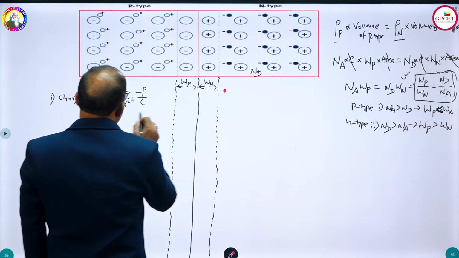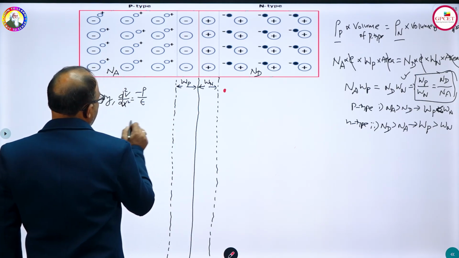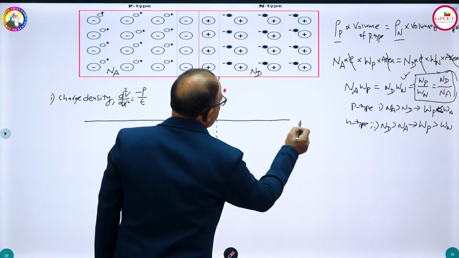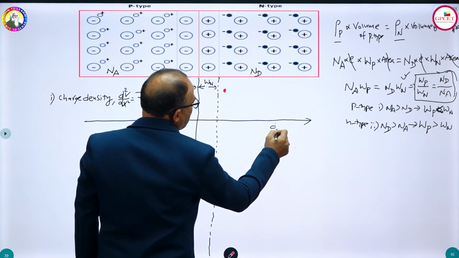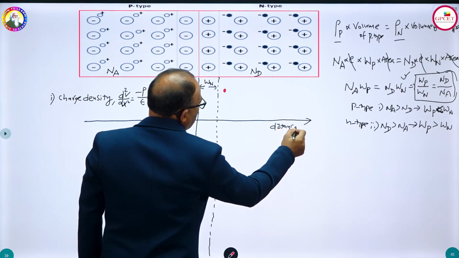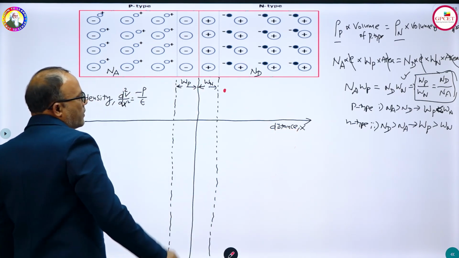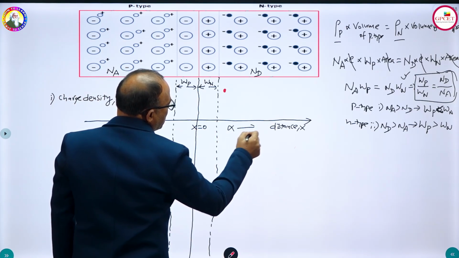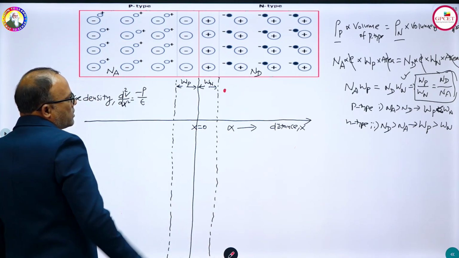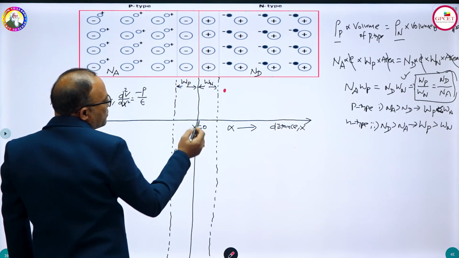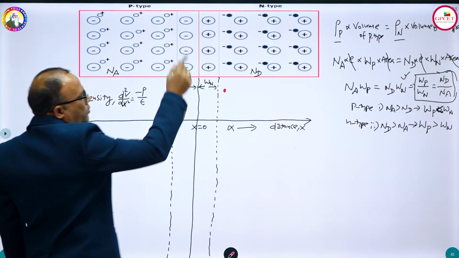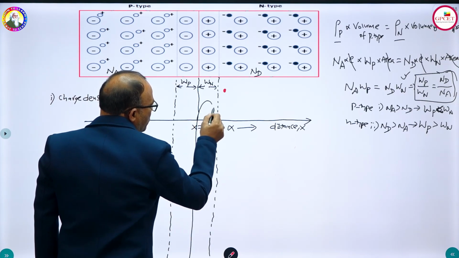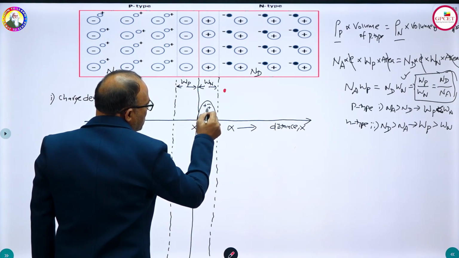So if I draw a graph here, what is the graph? This is distance x. I am taking this as distance x, and this is x equal to 0. Distance x increases here. So what happens? The charge density here is all positive charge. If you combine all this positive charge in the depletion region, you have plenty of positive charge, so the positive charge is given like this.